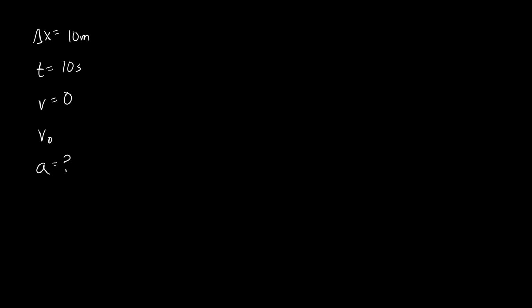I will choose a relationship that utilizes everything except for final velocity. That will be 10 equals 1/2 a 10 squared plus, no, I can't use this one because that's got initial velocity. So I'll do the one that has just final velocity. So, v t minus 1/2 a t squared, or 10 equals 0t minus 1/2 a 10 squared. There we go.